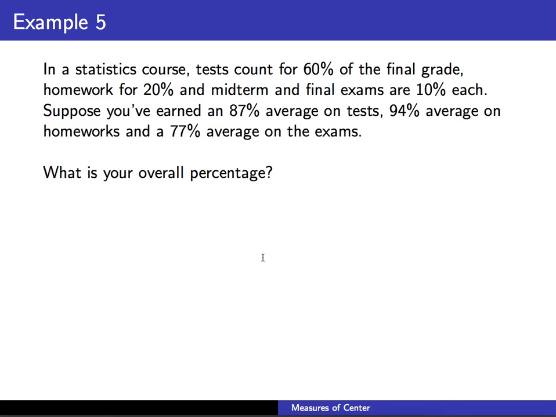All right, example 5. In a statistics course, tests count for 60% of the final grade, homework for 20%, and midterm and final exams are 10% each. And that will add up to 100. 60, 20, a 10 for the midterm, and a 10 for the final adds up to 100%. So let's say you've earned an 87% average on the tests, a 94% average on the homeworks, and a 77% average on each of the midterm and the final. What is your overall percentage?